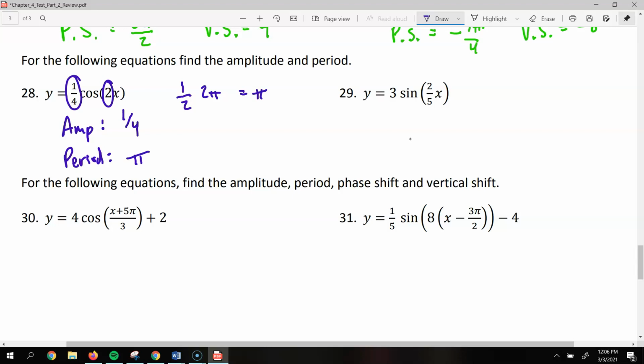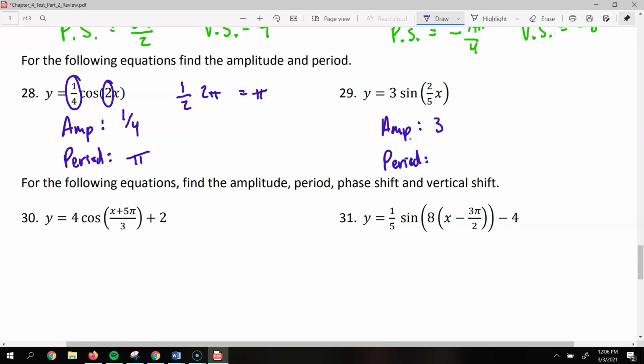Do the same thing for the next one. So for the next one, again, to find the amplitude, it's the absolute value of that value there, which is 3. So the amplitude is 3, meaning that the graph is going to be stretched vertically to be 3 times the size. So instead of going between negative 1 and 1, it's going to go between negative 3 and 3.